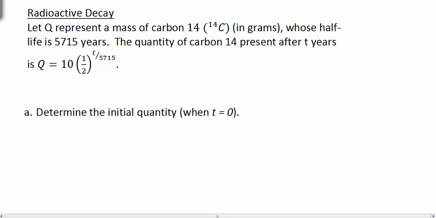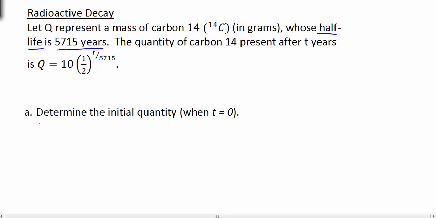It says that we basically have this mass of carbon, whose half-life is 5,715 years. What does that mean if it's half-life? Well, first of all, the half-life means that whatever the amount of carbon you have, it's going to take 5,715 years for half of that to disappear. Then here it says the quantity of carbon-14 present after T number of years.